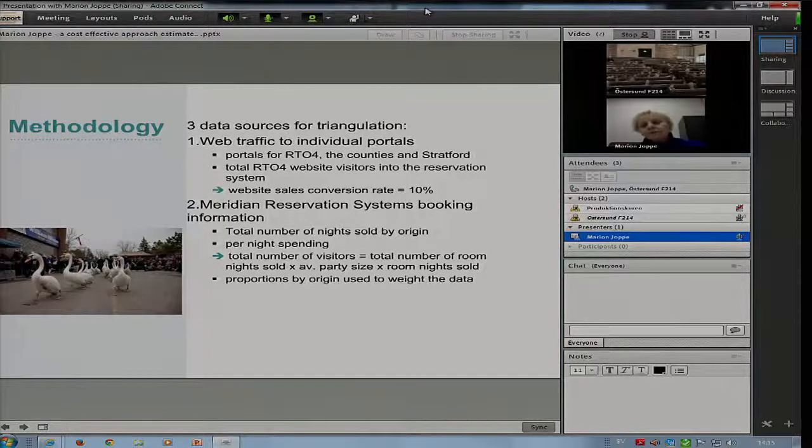So the Meridian reservation system provides us with information on the number of nights sold by origin, so we know exactly where people come from. We also know how much they're spending per night on accommodation, and since we have the total number of visitors and the number of room nights sold, we also have party size and number of rooms sold. So all of that really allowed us to calculate out the proportions by origin, and we used that to weight the data ultimately.